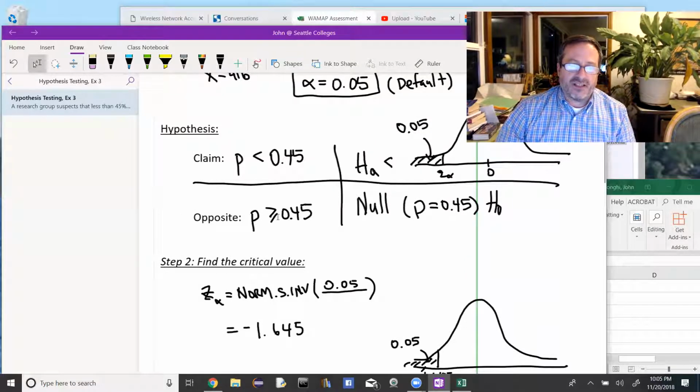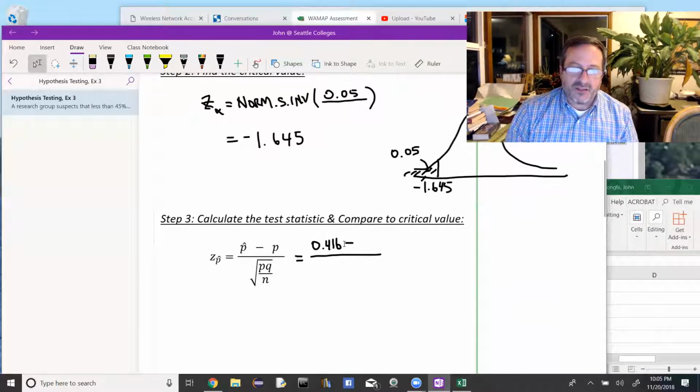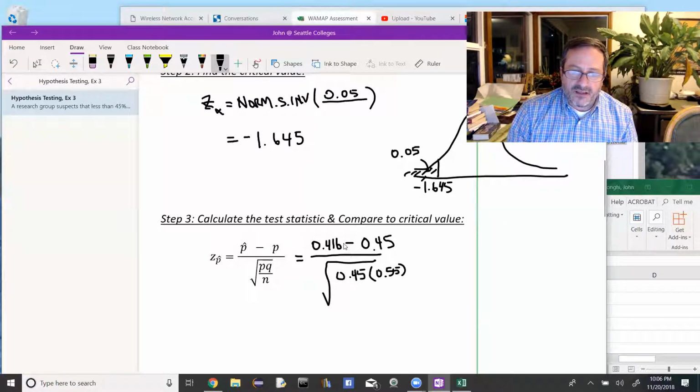Or you can also just look at it over here. It's the one with the equal sign on it. P is 0.45. So P hat is the sample proportion, and P is the population proportion. The pen is protesting. There we go, 0.45. I'm dividing that by the square root of P times Q. So P is 0.45. Q is 1 minus that, so 0.55. That's all under the square root, all divided by n, and n is 1,000.